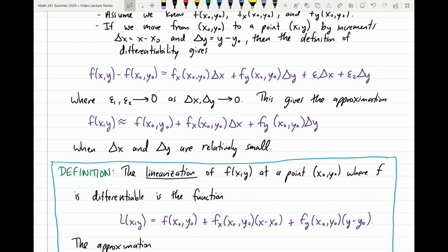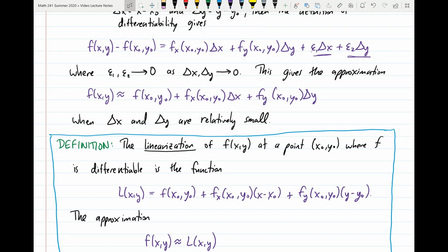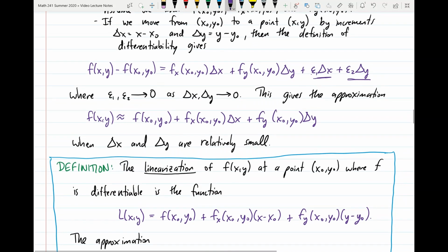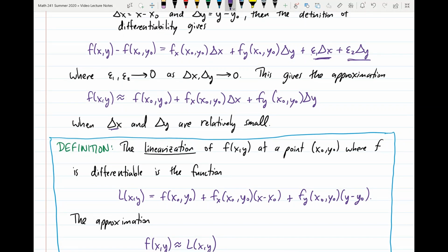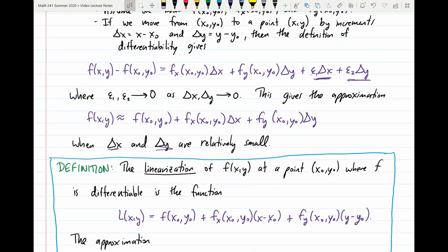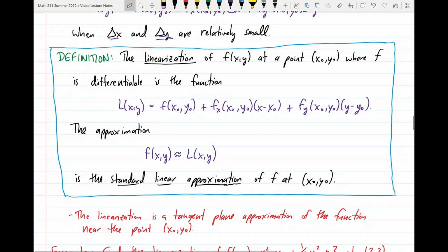Basically all that's saying is that if we're looking at points x, y that are sufficiently close to x naught, y naught, this epsilon 1 times delta x and this epsilon 2 times delta y are going to be really, really small. And this ultimately gives us the approximation f of x, y is approximately f of x naught, y naught plus partial x at x naught, y naught times the change in x plus partial y at x naught, y naught times the change in y. This approximation comes from the fact that epsilon 1 times delta x and epsilon 2 times delta y are going to be sufficiently small, because we're assuming that the change in x and the change in y are relatively small, and then we can just add f of x naught, y naught to both sides of the equation up here, and that gives us this approximation.